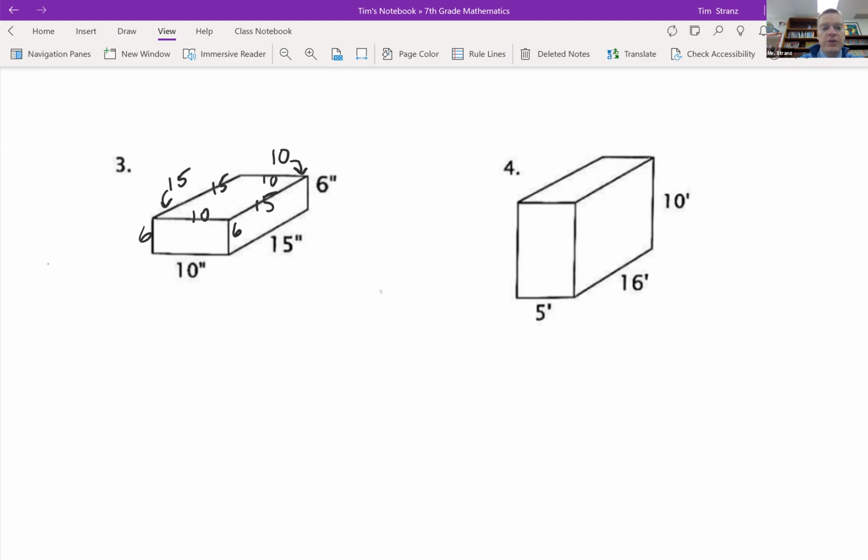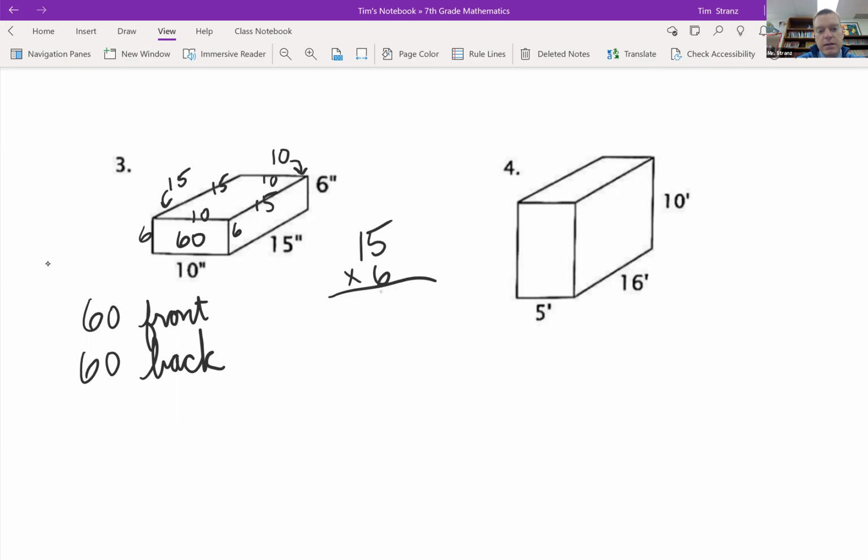So now we can go ahead and figure out what the surface area is going to be. If we take the front of the box first, our length is going to be 6 times 10, which we know is 60. That also means the back is also going to have to be 60. If we do the side, we got 6 as the vertical times 15. So 15 times 6 is going to be 90. So the right side is going to be 90, which means the left side also has to be 90.